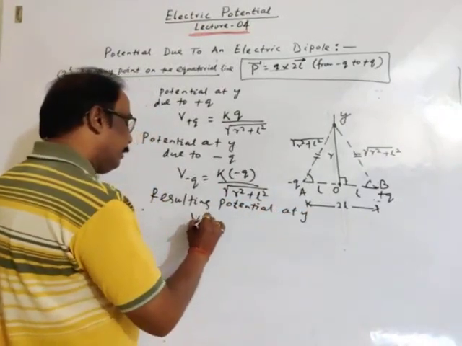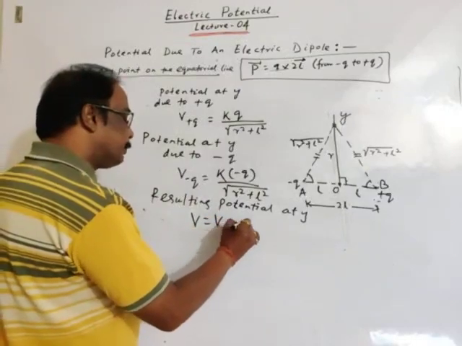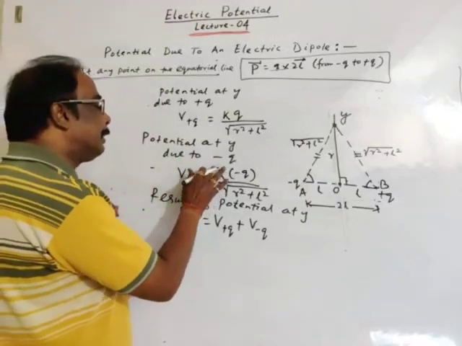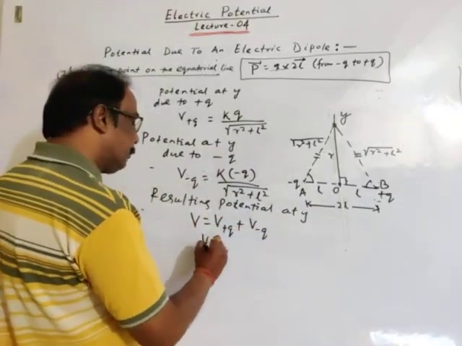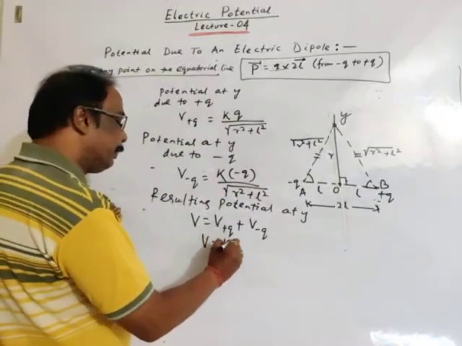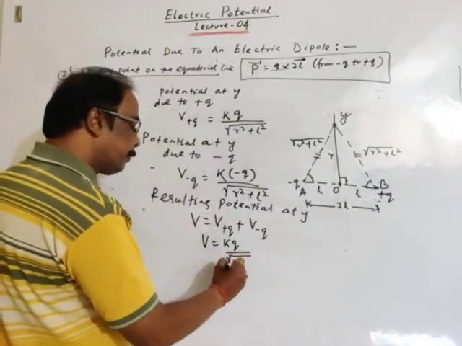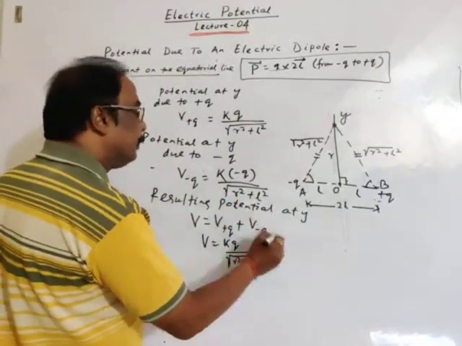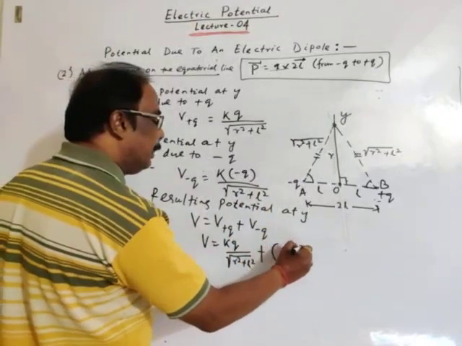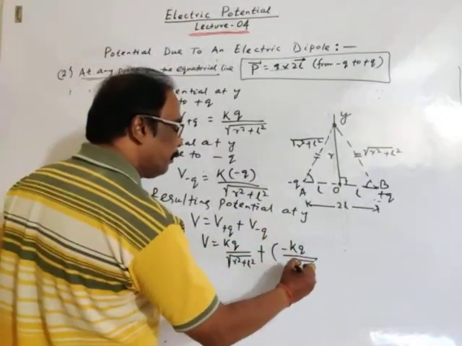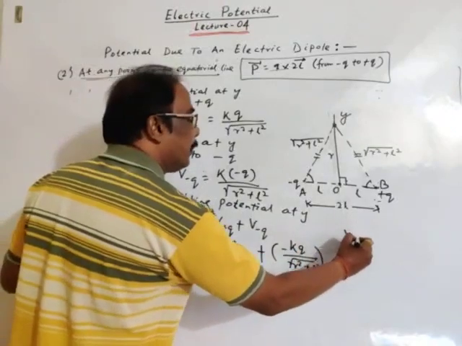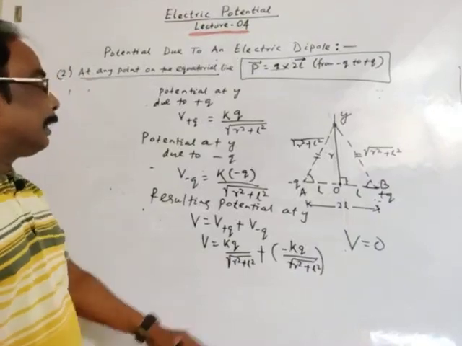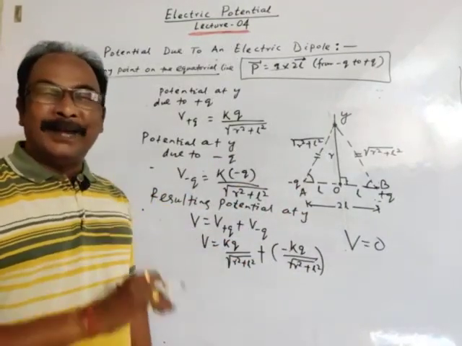at Y is the potential due to the positive charge plus the potential due to the negative charge. So this will come negative, as minus q is taken. So total potential is the potential due to plus q, kq divided by square root of r square plus l square, plus the potential due to minus q, which is minus kq by square root of r square plus l square. So our result is 0. This is plus, this is minus. So the resulting potential is 0 on the equatorial line.